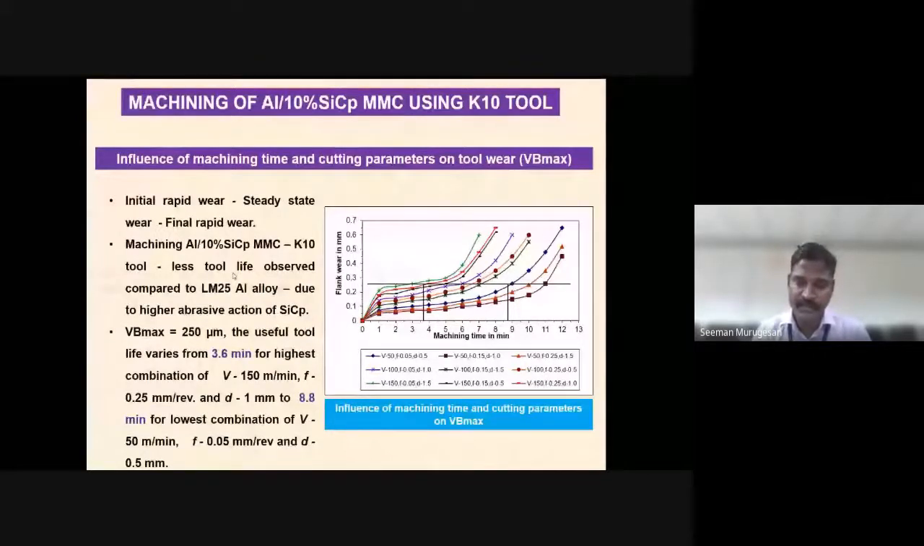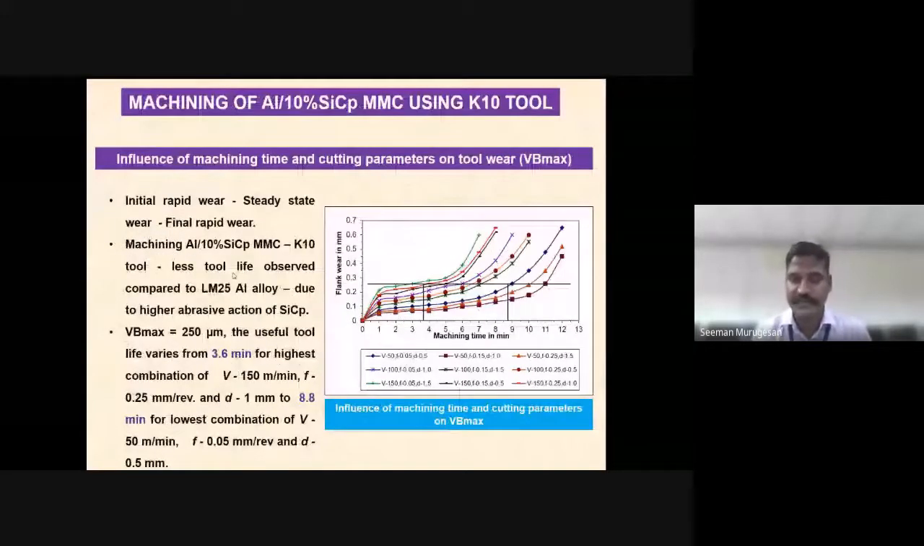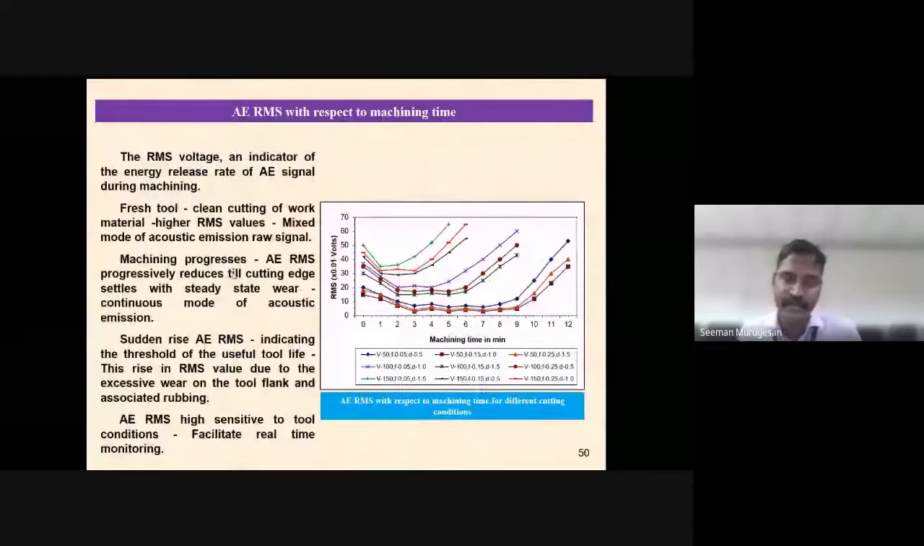Similarly, during the machining, at frequent time intervals, you monitor the AE signal. The AE RMS is captured and plotted with respect to tool flank wear. The AE RMS indicates the tool wear. It is an indicator of the energy release rate, nothing but the root mean square of the energy released during the machining process. This is called the energy indicator.